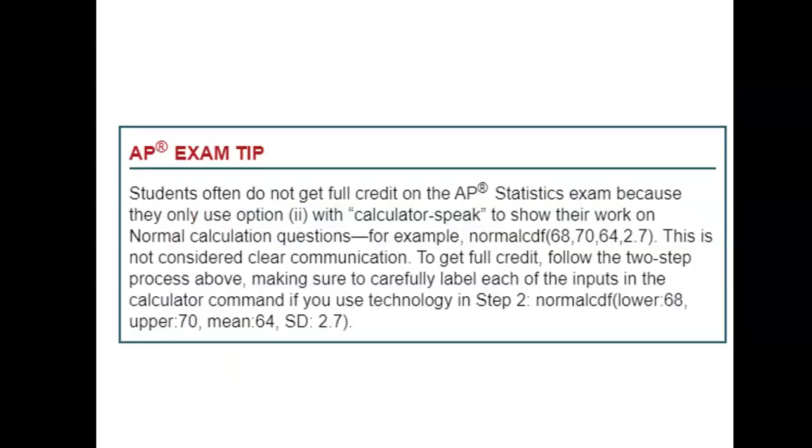Fascinating, isn't it? So this is warning you, don't just write down calculator speak. If you wrote down normal CDF, blah, that's too lazy. That's beyond Abruzzo, okay? That won't get you your points. You want to make sure that communication is clear to get your full credit. So you would have to specify lower bound, upper bound, mean, and standard deviation. They will let you abbreviate standard deviation. They're nice like that.